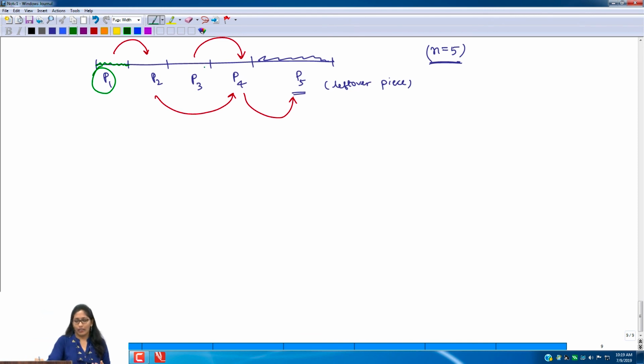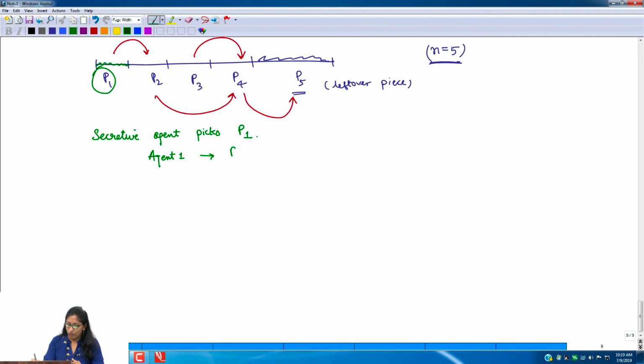P3 was not a backup piece for any agent, right? Just to be clear, let's say the secretive agent picks piece P1. So what will be the final allocation? Agent 1 will be allocated piece P2. Agent 3 will be allocated piece P3, right?